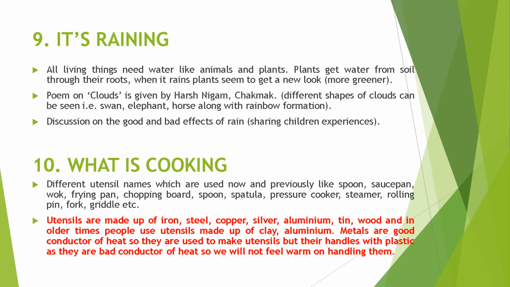Then a poem on clouds is given by Harsh Nigam from Chakmak. In that poem, it is given that different shapes of clouds can be seen, like swan, elephant, horse, along with rainbow formation also taking place. Then discussion on the good and bad effects of rain, sharing children's experiences. We have to ask them what they feel whenever there is rain. So all the good and bad effects they will share and we will combine it.